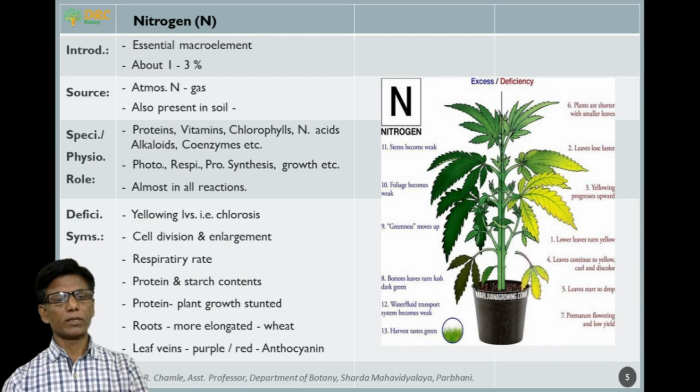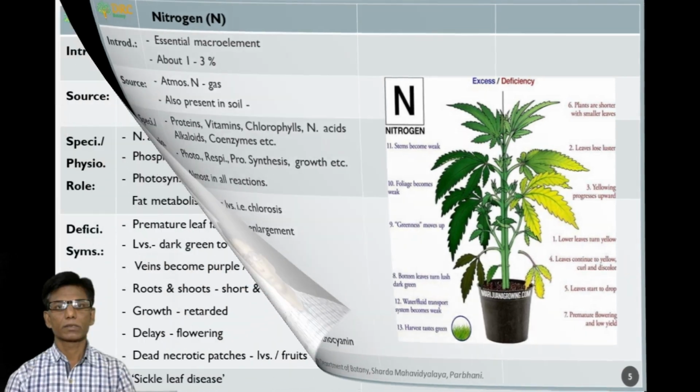In some plants, the leaf veins become either purple or red in color due to the deposition of anthocyanin pigments. This is a brief account of the nitrogen element. Afterward, we will see the next element, phosphorus.